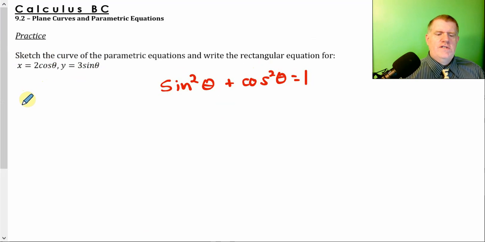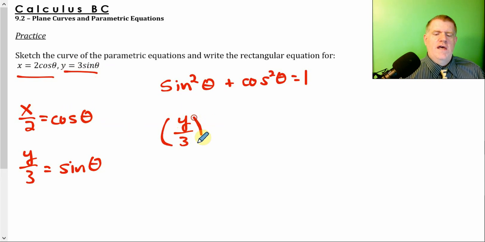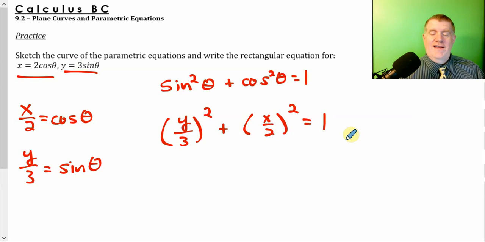So I'm going to take this first thing right here and I'm going to divide by 2. That x over 2 equals cosine of theta. We'll do the same thing with that. We're going to divide by 3. So guess what I got? What's sine of theta? y over 3. I take y over 3, and square it. Cosine is x over 2. I'm going to take x over 2 and square it, which equals 1. Now I've eliminated all the trig, and now I just have x's and y's.